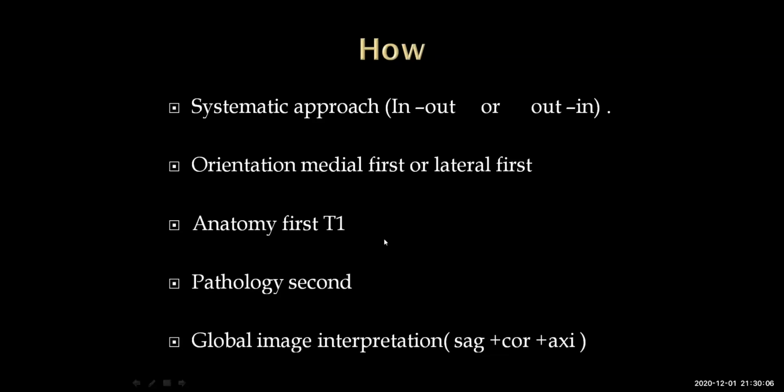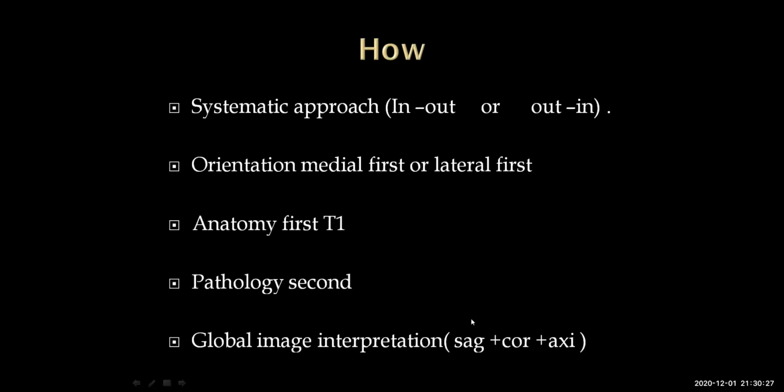After you know the normal anatomy, then you go for the pathology, and usually the pathology appears in T2. Then you have to have what I call a global image interpretation. Don't take a pathology on one cut.